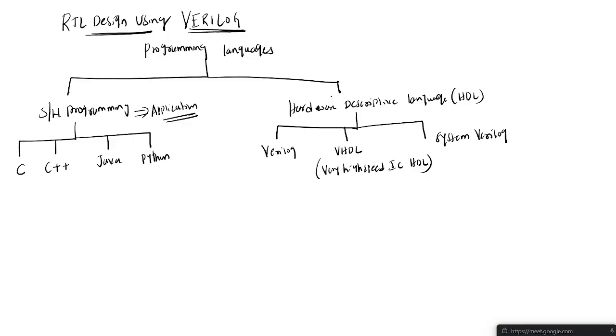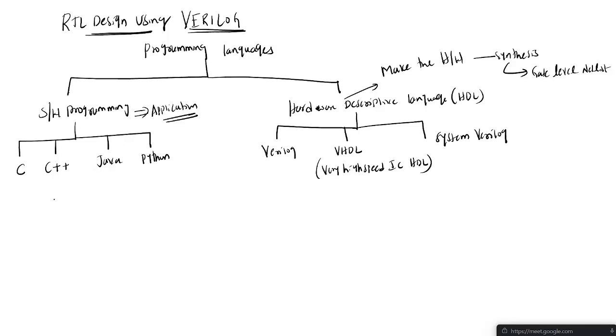By using hardware descriptive language, we can make the hardware. That is where the term synthesis comes in. Synthesis is nothing but converting your code into a gate level netlist. So that is the difference between software language and hardware descriptive language.